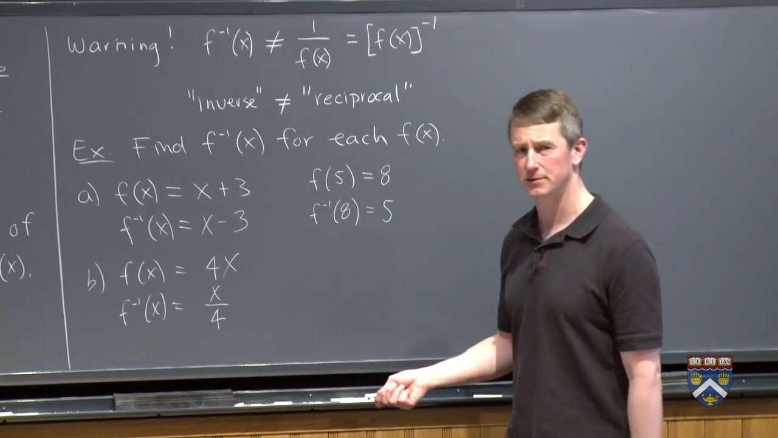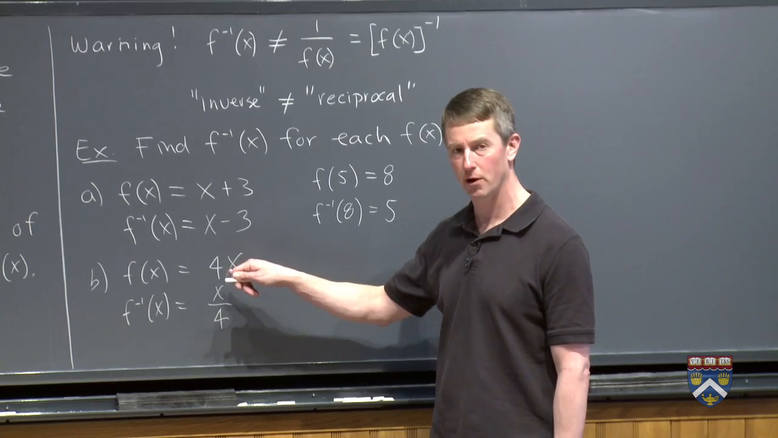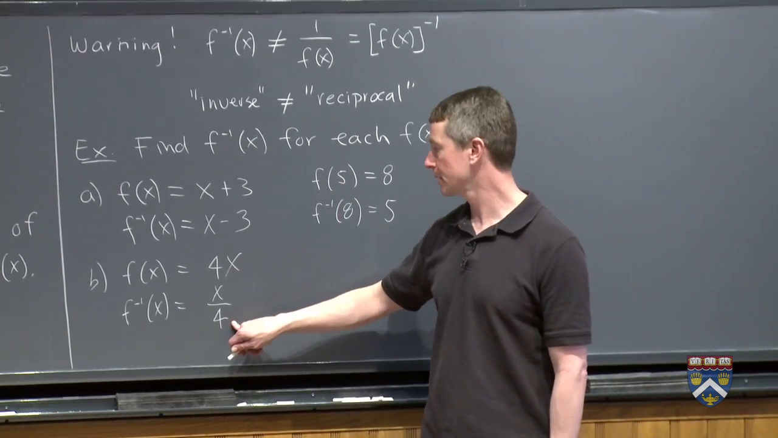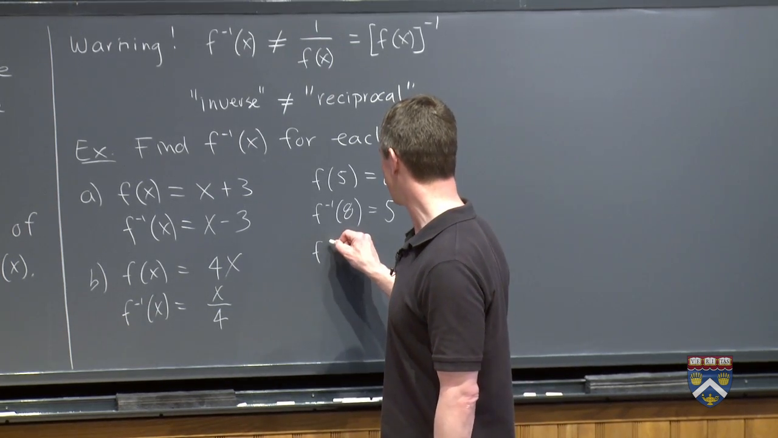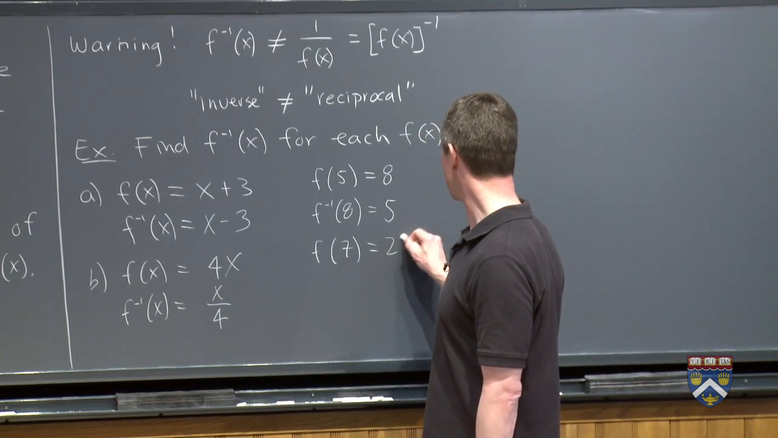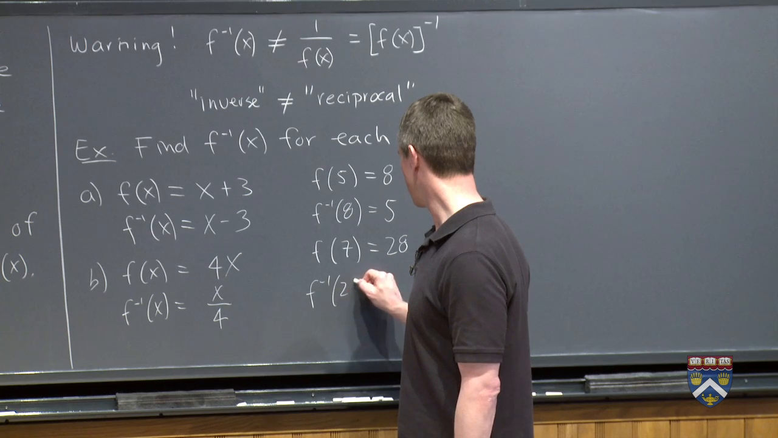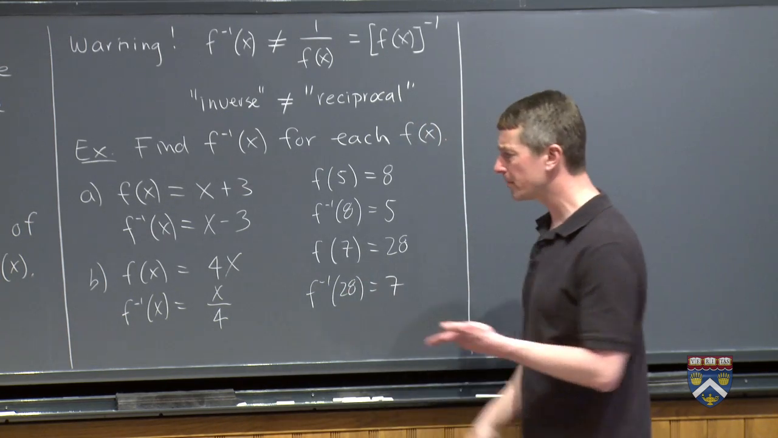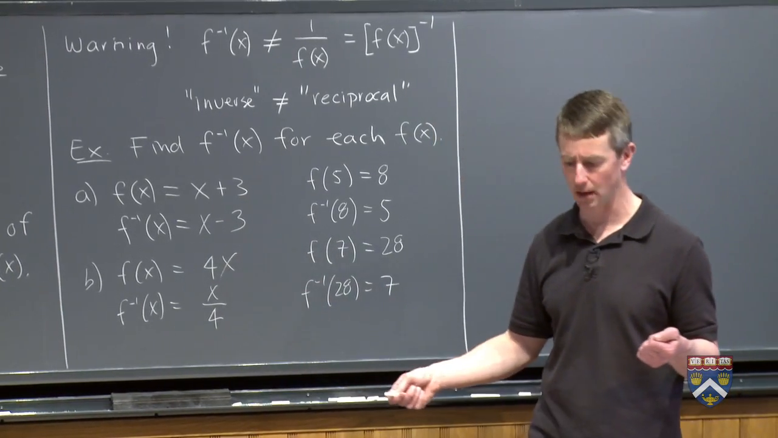Now I was saying this isn't a reciprocal. Is this a reciprocal of this? No. The reciprocal of 4x would be 1 over 4x, meaning the x would be on the bottom. But that's not what we've done here. If we were just to try an example, f of 7, 4 times 7 is 28. And then I take f inverse of 28, and I get 7. That's confirming that f inverse is doing what it's supposed to do, namely undoing the work of f.